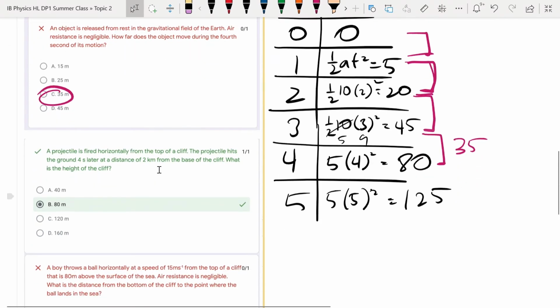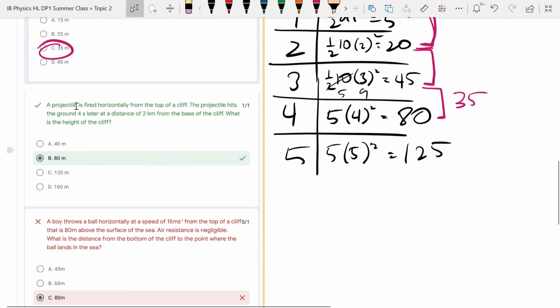Okay. Projectile motion: a projectile is fired horizontally from the top of a cliff. The projectile hits the ground 4 seconds later at a distance of 2 kilometers from the base of the cliff. What is the height of the cliff? Well, again, you dropped something. It took 4 seconds to drop. The horizontal velocity doesn't matter. And actually, the horizontal distance is bait. It's unusable information for this.